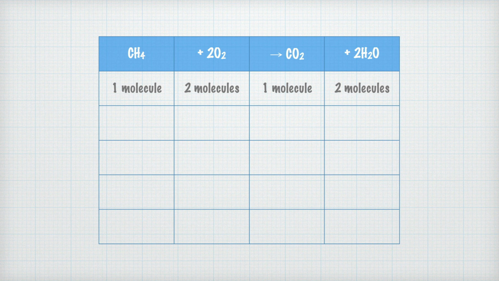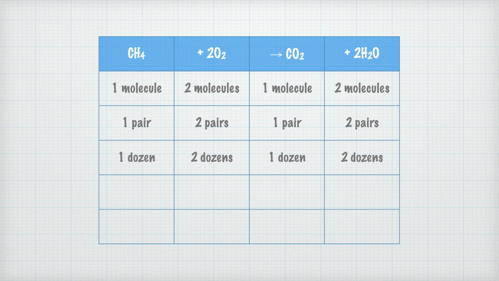If we do the same operation as we did with hydrogen, oxygen, and water earlier, we can see that if we have a pair of methane molecules, then we need two pairs of oxygen molecules to form one pair of carbon dioxide molecules and two pairs of water molecules. And of course, if we have a dozen methane molecules, we need 2 dozen oxygen molecules to form 1 dozen carbon dioxide molecules and 2 dozen water molecules.